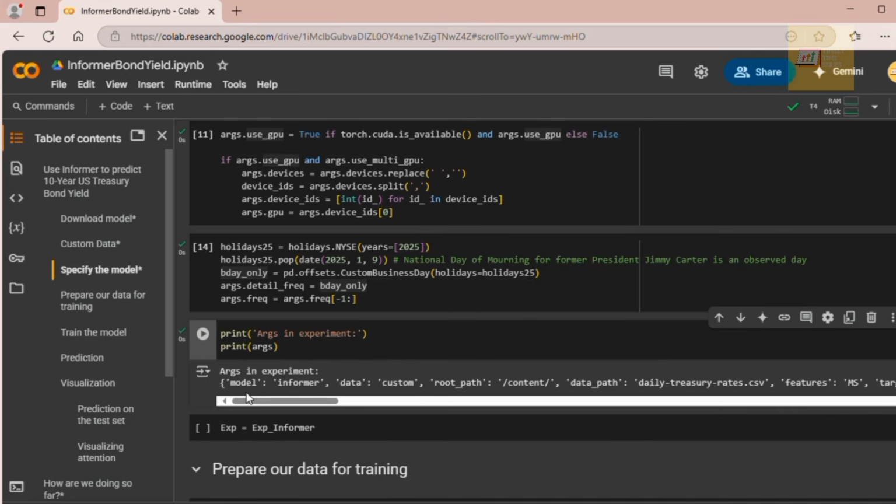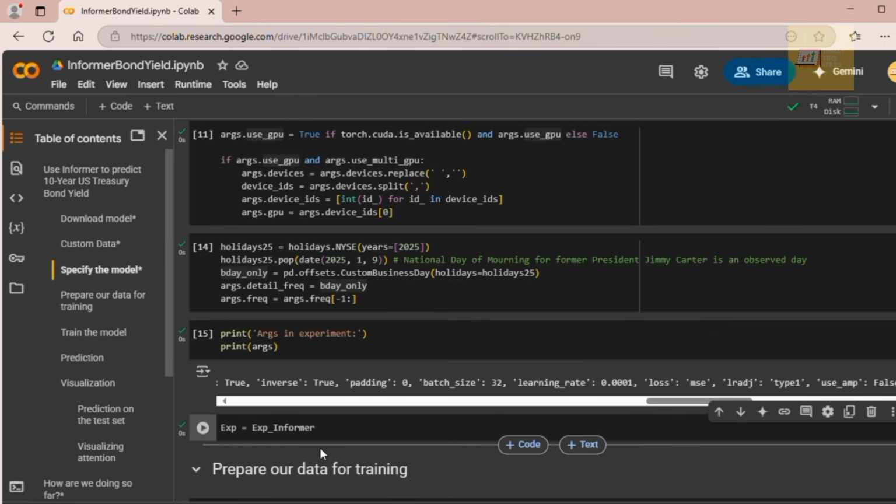Alright, now we can print all the arguments here. It's already listed here. The experiment object that we want to use is located in experiment_informer. So I'm just going with the default here.